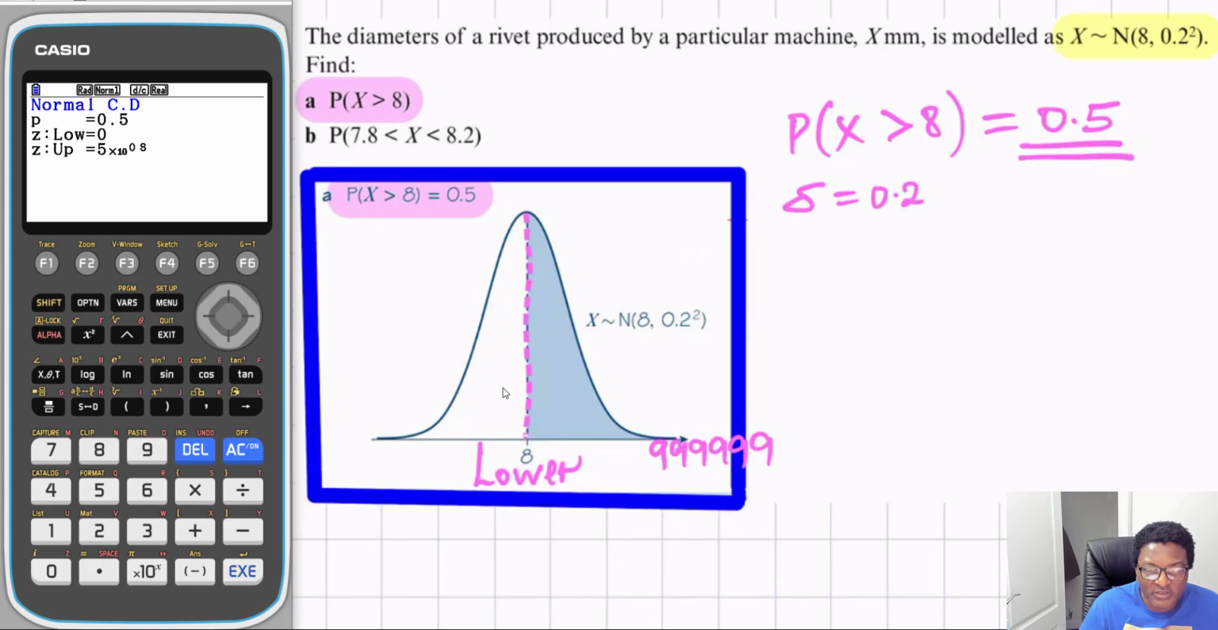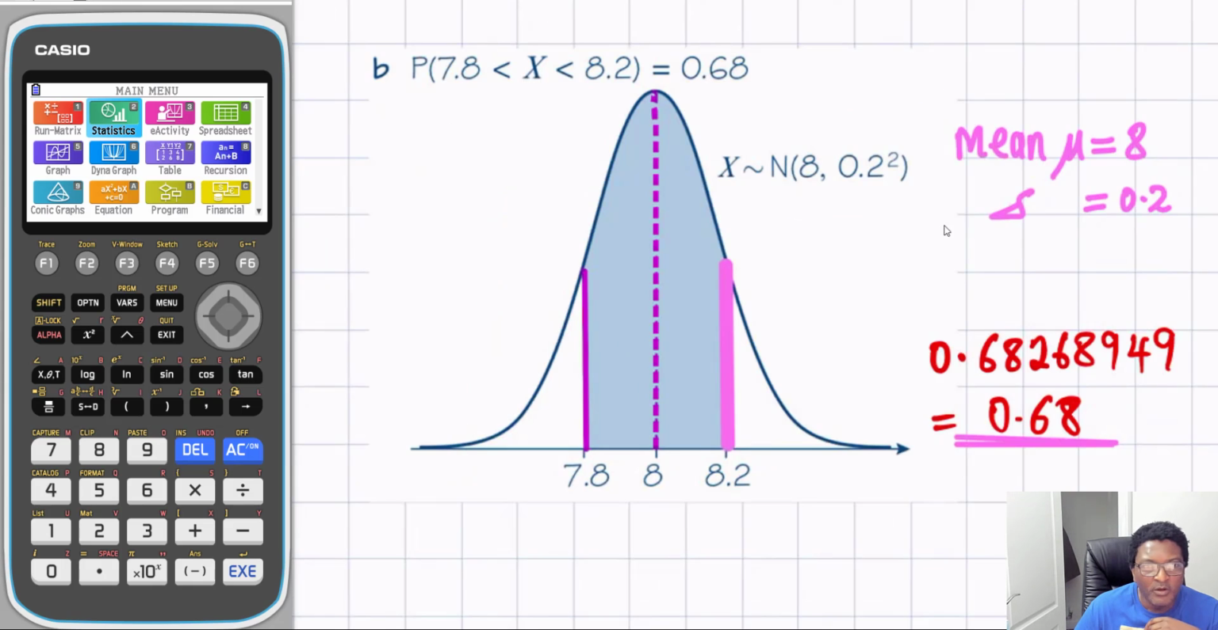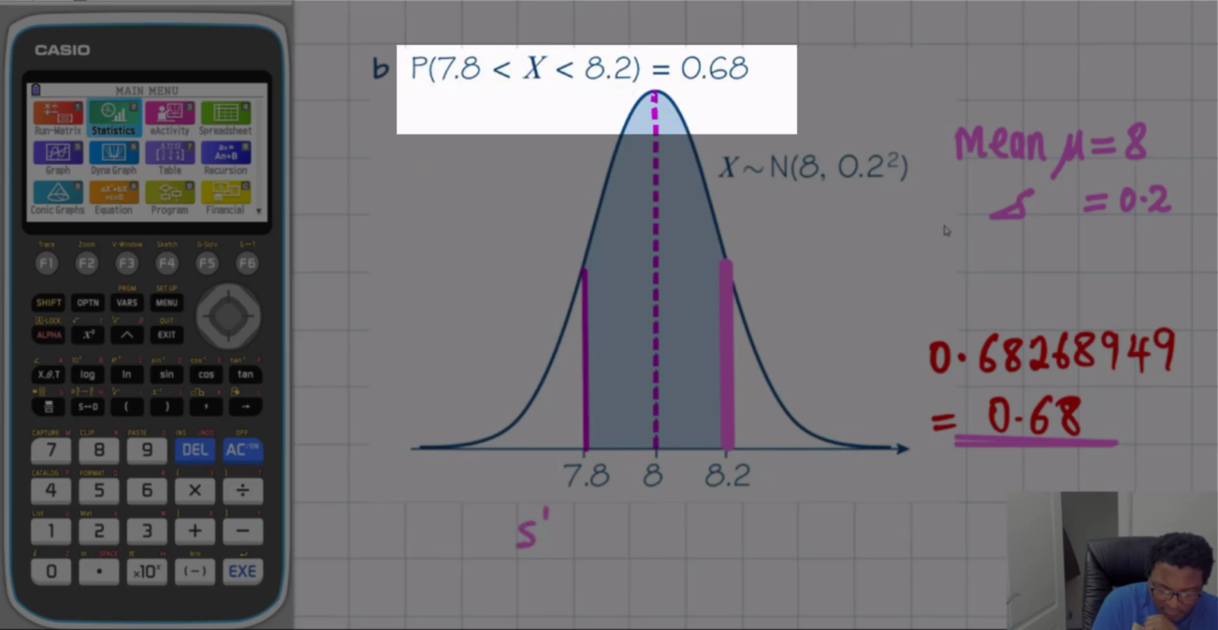You can look at the diagram. It represents half of that bell-shaped curve. For part B, from 7.8 all to 8.2. So we want to start at 7.8, and we want to end at 8.2.